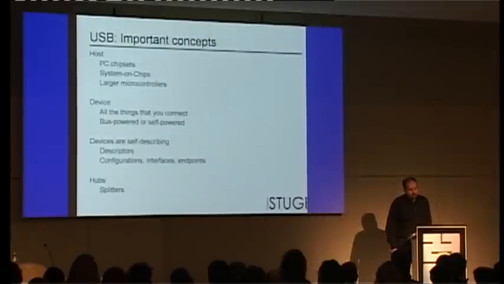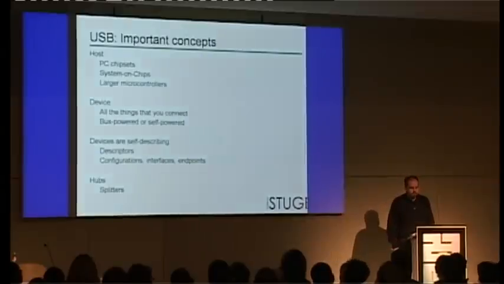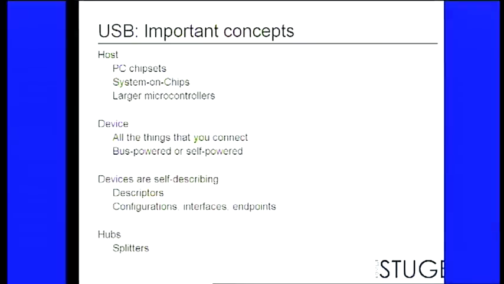So descriptors, there are a couple of different types of descriptors that make up the specification for the device. There are configurations, interfaces, and endpoints, and each of these has descriptors. I'll get back to that in a bit. And there are hubs. They are important. They help create more ports, because the host might only have a single port. However, you really want to connect more than one thing, so you use a hub as a splitter to get more ports.